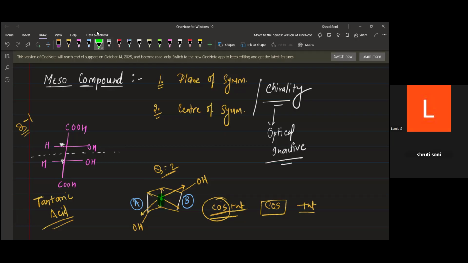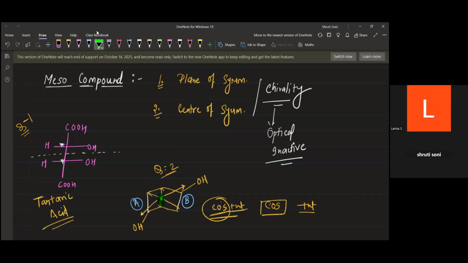Okay, so now you are going to put a center of symmetry and plane of symmetry in tartaric acid. What do you think, does tartaric acid have a plane of symmetry and center of symmetry? The first question, the pink one. Is the compound having a plane of symmetry or center of symmetry? I think plane. Yes, it is having a plane of symmetry.